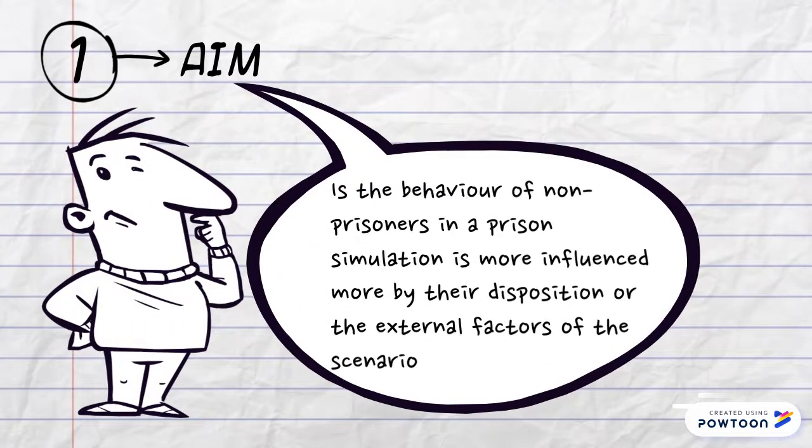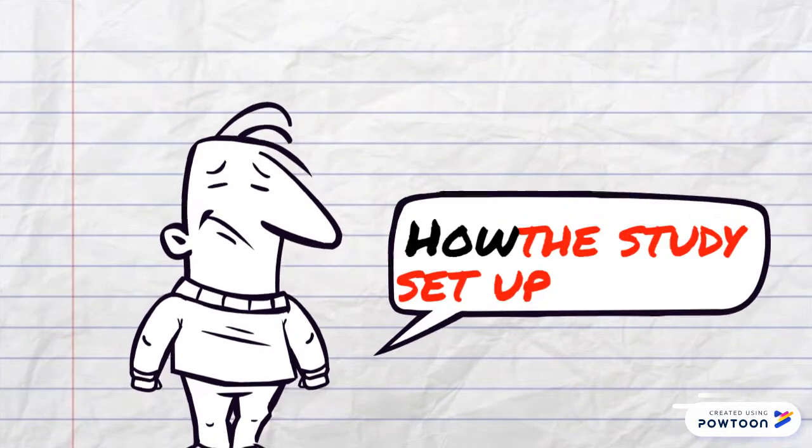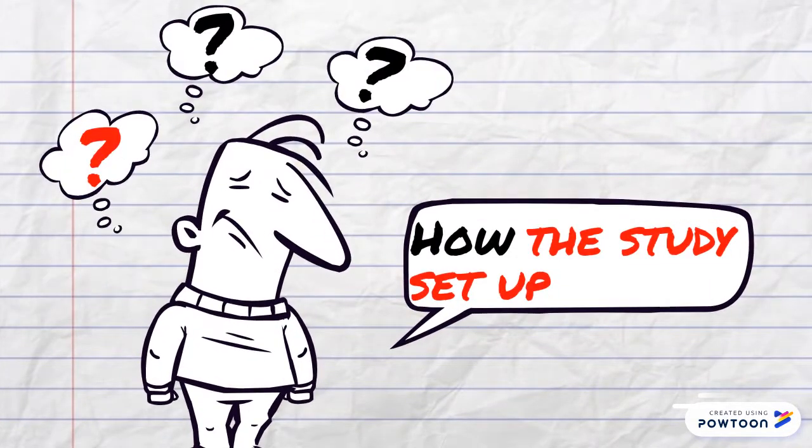Let's begin with the aim of the study, which was to investigate if the behavior of non-prisoners in a prison simulation is influenced more by their disposition, which is their internal factors, or the external factors of the scenario. So how did Zimbardo design his study?